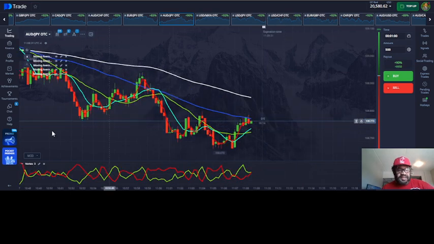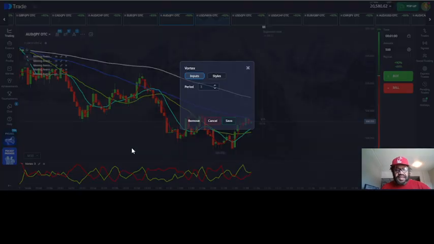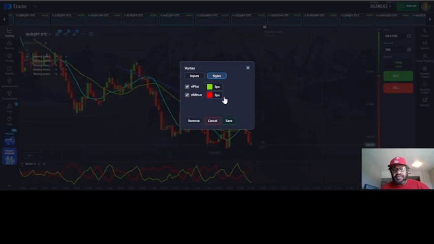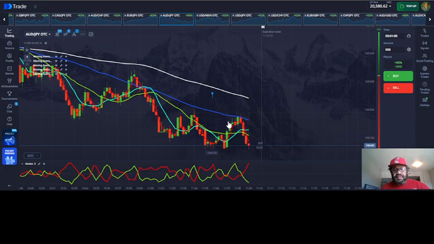In addition to that, I have my Vortex indicator set up here at the bottom of the chart, and I have the period set to 3 on the Vortex indicator here, period 3, and in the style settings, I have the VI plus line set to green 3 pixels, the VI minus red 3 pixels. So we can go ahead and save that.